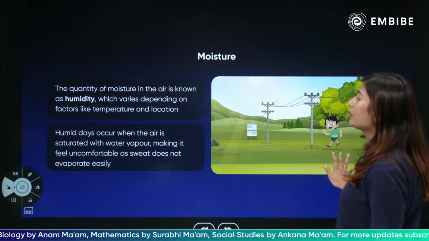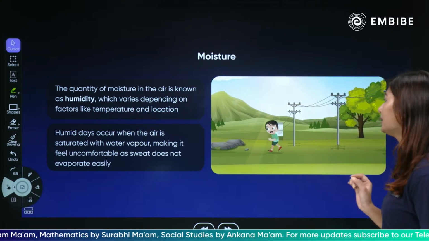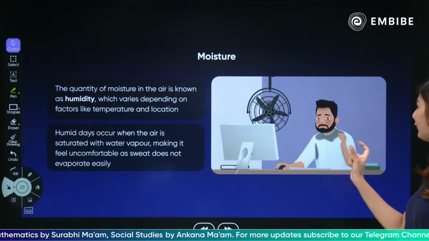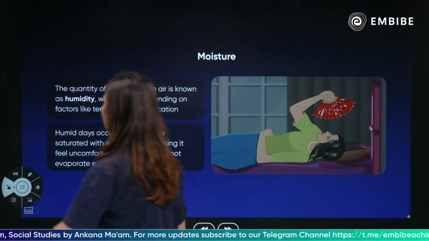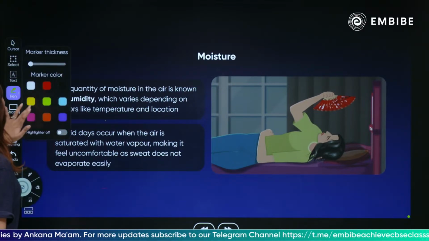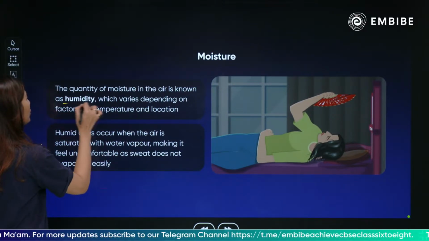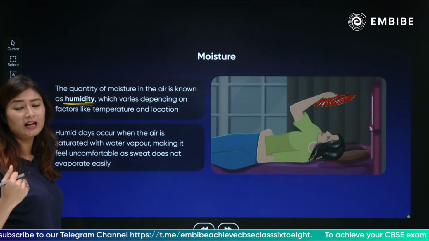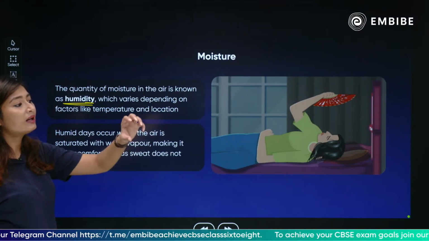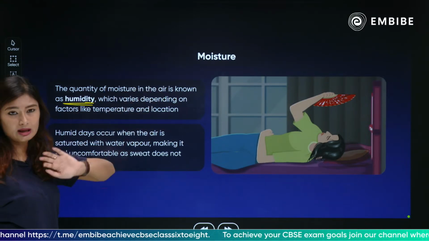The quantity of moisture in the air is known as humidity. So the term that we give for it, the technical term that we have given for it, उसको humidity कहते हैं. तो कई बार आपने सुना होगा कि भैया बहुत humid हो रहा है ना, बहुत ज़्यादा humidity हो रही है. ह्यूमिडिटी क्या होता है? When the amount of water vapor is more in the air.